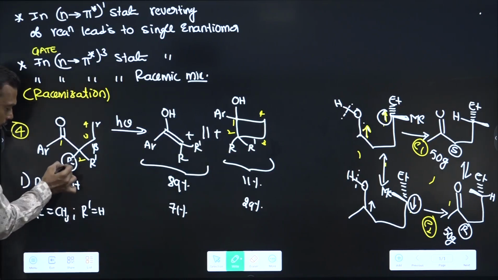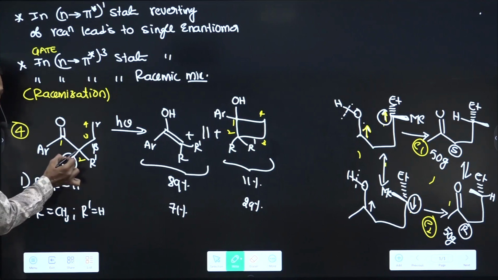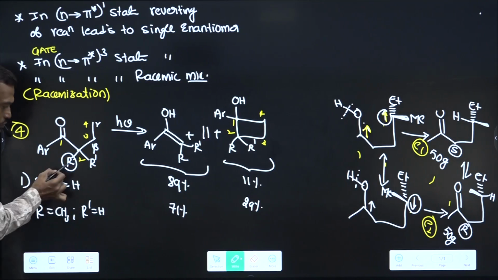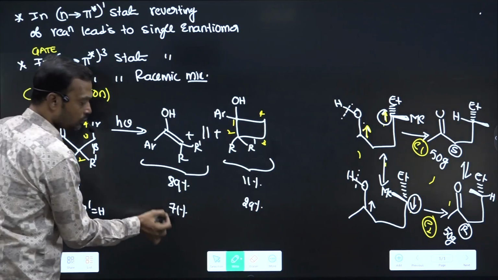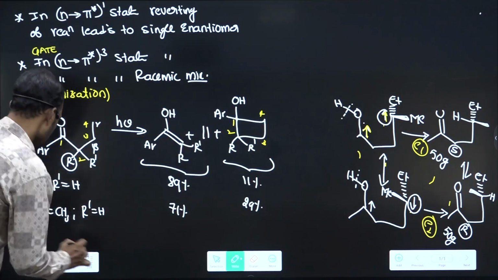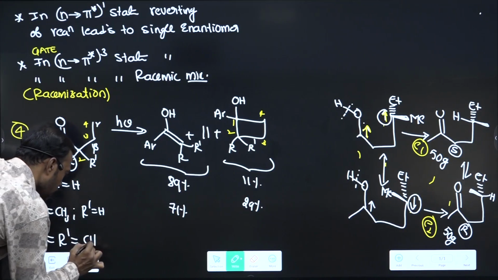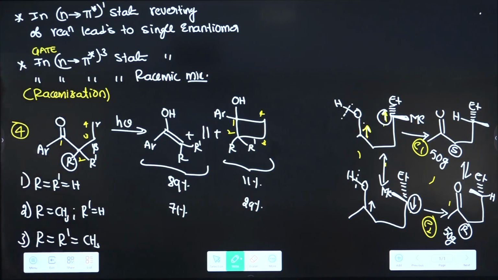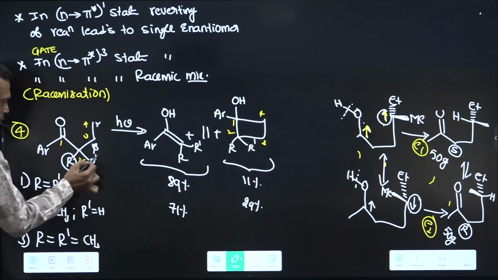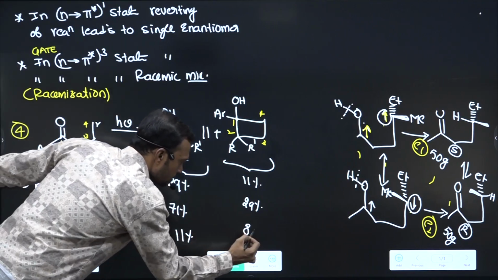Now R is a methyl group, R dash is hydrogen, which means initially no substitution. Next case is one substitution. On that time, see, 89 converted to 71. The percentage decreases for Norrish 2 cleavage. Now see, third possibility: R and R dash both are methyl groups. Two methyls are taken. Here R and R dash both are methyl groups. On that time, what happens, see, this is only 11% and this is 89%.